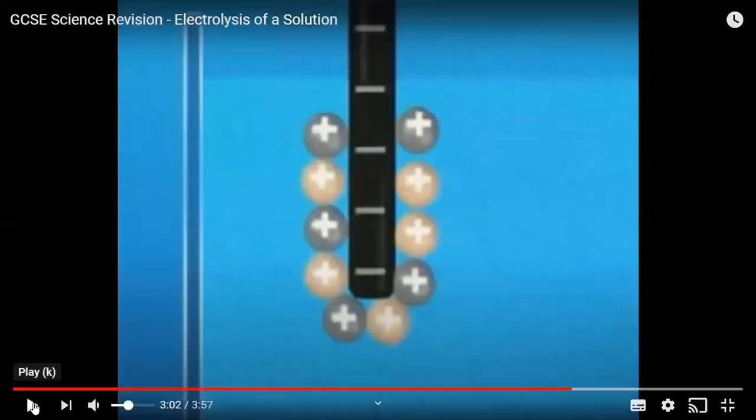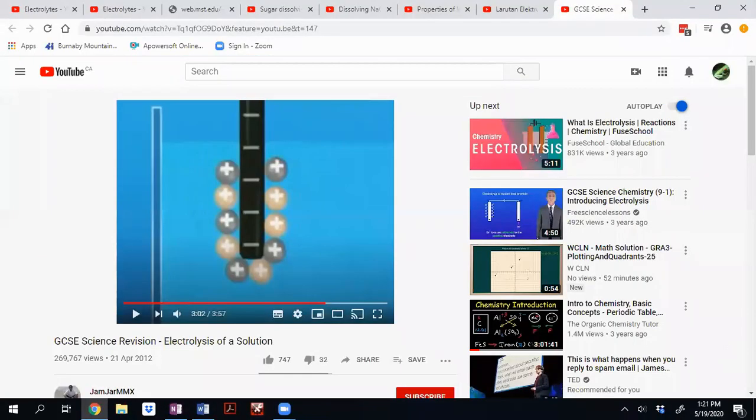And it's the movement of those ions that is the current. That will be hugely important in grade 12, because we will be looking at the electrolysis of a solution, which is coming up next.